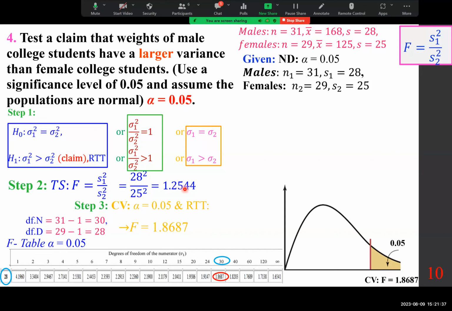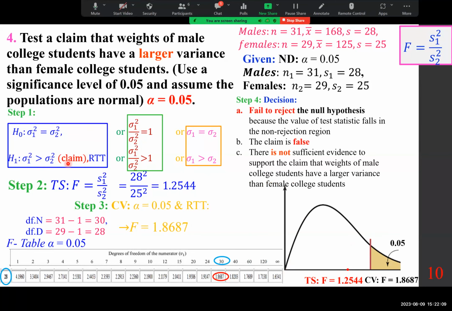Now, this number, where does it fit? Remember, this goes from 0 to infinity, and this number is less than that, so somewhere here. It's way into the non-rejection region. Therefore, you fail to reject the null hypothesis. So, if you fail to reject the null hypothesis, that means you reject the alternative hypothesis. You reject the claim. The claim becomes false. So, fail to reject the null hypothesis because the value of the test statistic falls in the non-rejection region here. The claim becomes false.